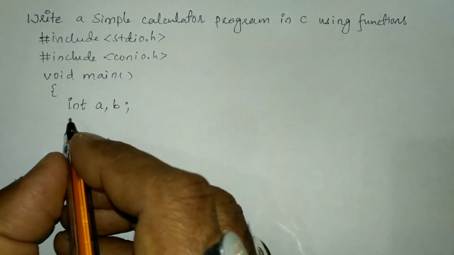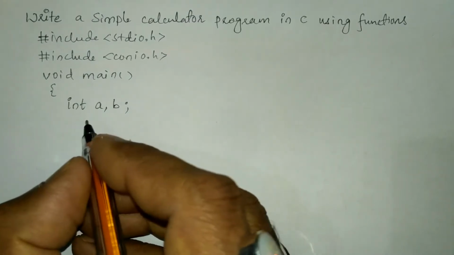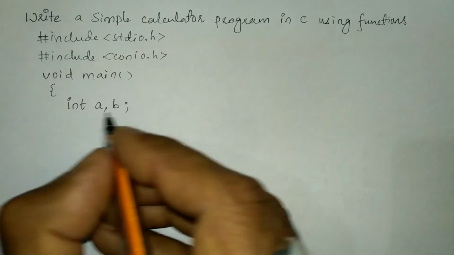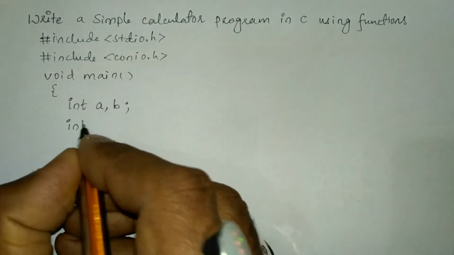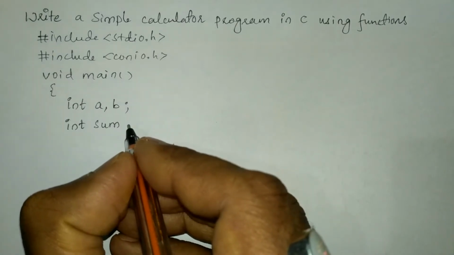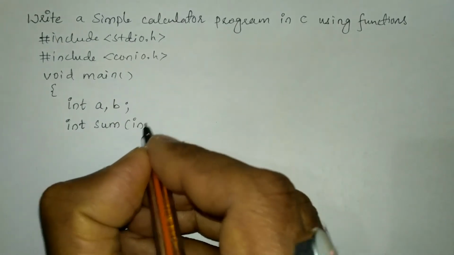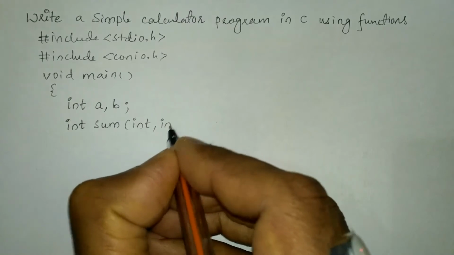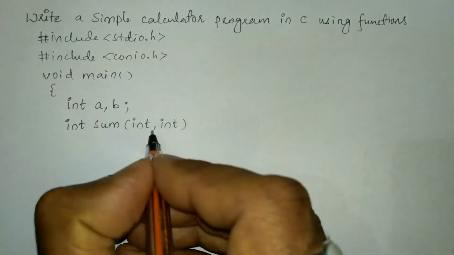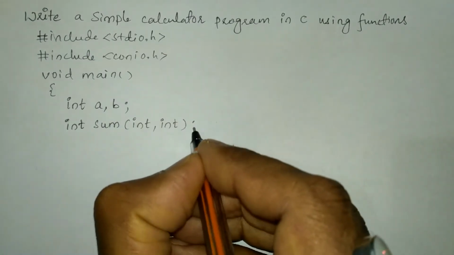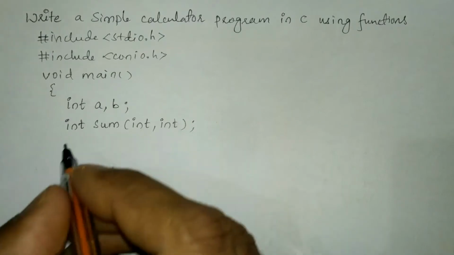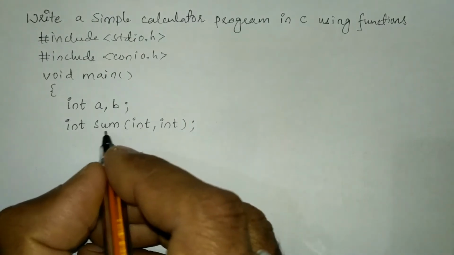Now it's time to write all the function declarations, that is function prototypes. I'm going to write int as return type, sum is the name of the function, and inside the round brackets I'm going to write int, int, so it receives the values of both a and b, and I'll put a semicolon. So this is one function prototype for addition.